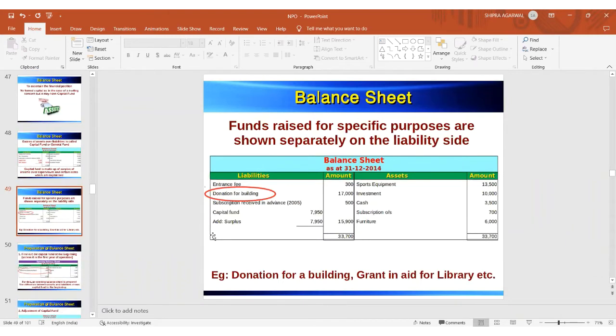Right? Now, whenever you have certain specific funds, that means the funds which are raised for a specific purpose, they are always shown separately on the liabilities side of the balance sheet, because they are a fund for a particular purpose or a particular cause, and you can use it for only that cause. You cannot use it for any XYZ purpose. You cannot utilize it the way you want. When the purpose is defined, then it has to be used for that particular purpose only. And as such, till the time it is used for that purpose, it is shown as a liability. Like in this case, you can see donation for building, right?